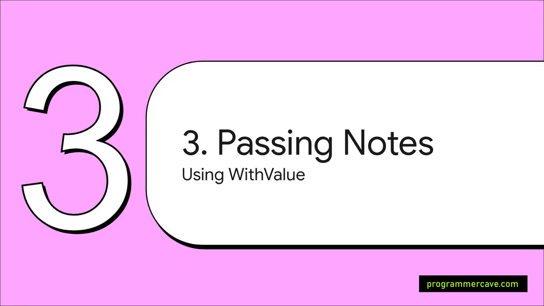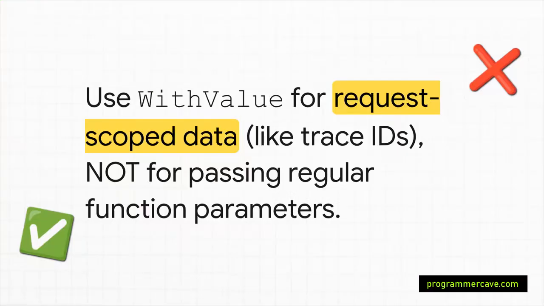And in that briefcase are important notes specific to the project. Let's see how that works with Value With. Now, this is super important. With Value has a very specific, narrow purpose. It is not, I repeat, not a sneaky backdoor to pass optional parameters into your functions. You should only use it for data that is truly request scoped, stuff that needs to travel across your entire call stack, like a trace ID.